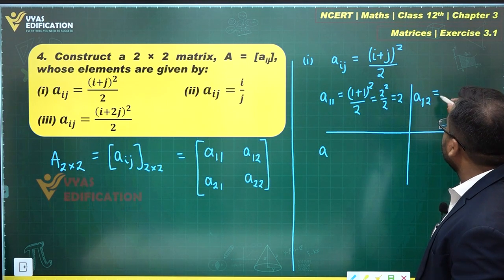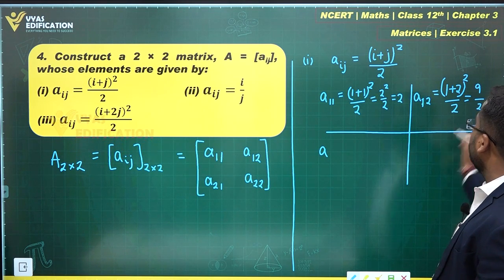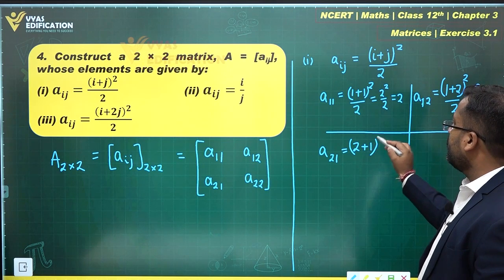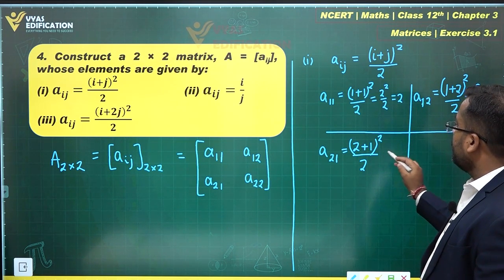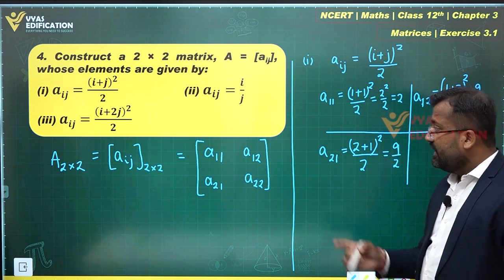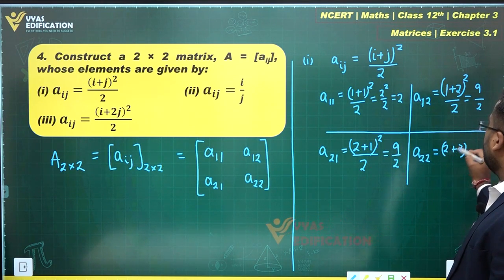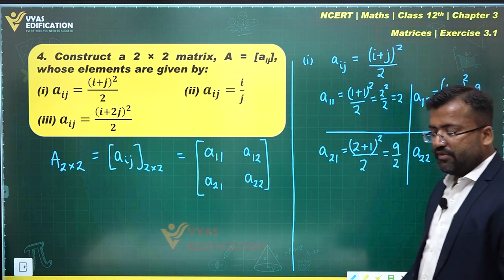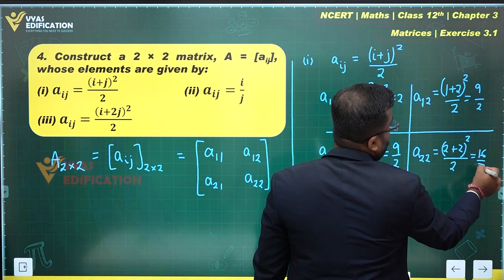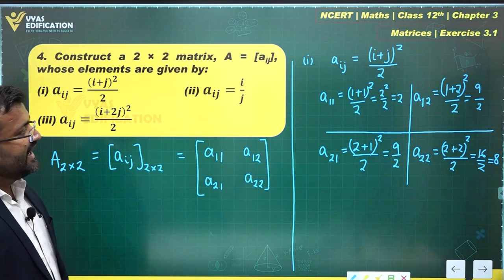I'll solve A12 over here, which is (1 plus 2) whole square by 2, which is again 9 by 2, and A21 is (2 plus 1) whole square by 2, that is (i plus j) whole square, which is again 3 square, that is 9 by 2, as you can observe. The last element is A22, which will be equal to (2 plus 2) whole square divided by 2. What is that? 2 plus 2 is 4. 4 square is 16 upon 2, which is equal to 8. Yes, those are the elements.